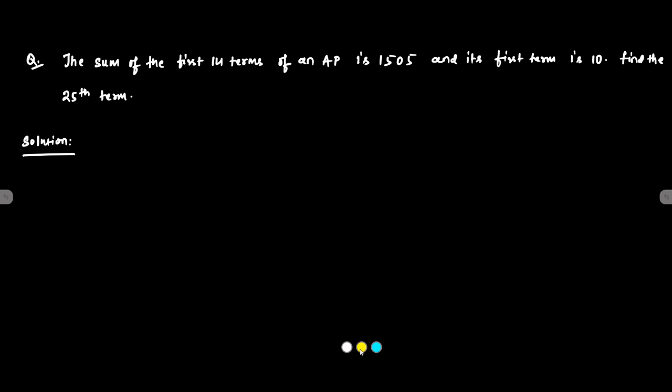Okay, so we'll write the information which is given. For the AP, we have the sum of the first 14 terms is equal to 1505 and the first term of the AP is equal to 10. We have to find out the 25th term.